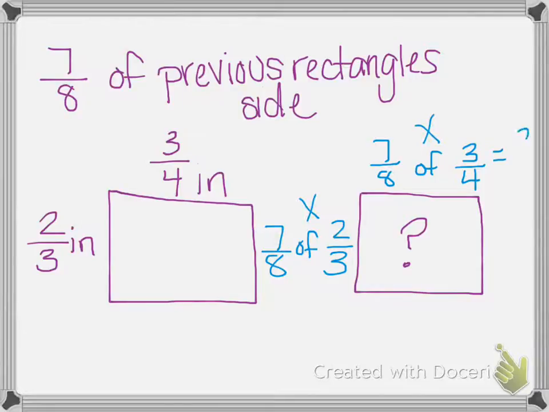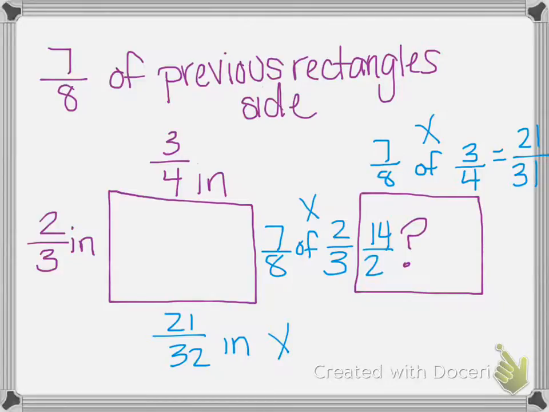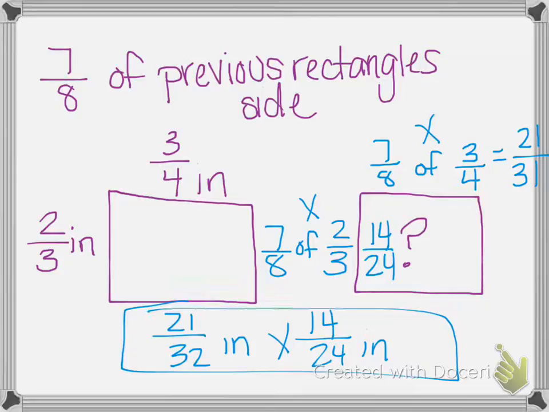So 7 times 3 is 21. 8 times 4 is 32. So one of the side lengths would be 21/32 inches. Then, again, 7 times 2 is 14. 8 times 3 is 24. So the next side would be 14/24 inches. So there would be our two side lengths.